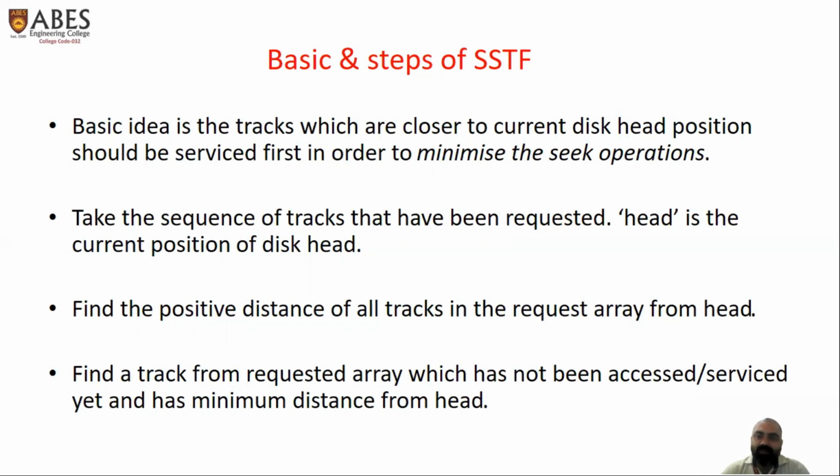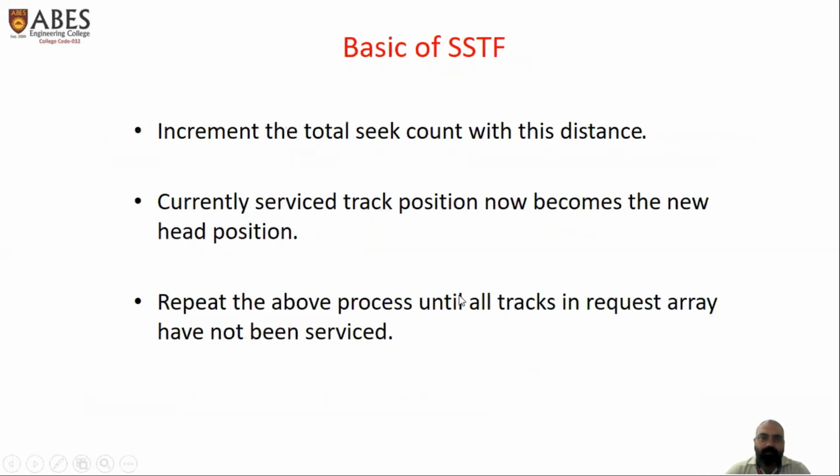Take the sequence of tracks that have been requested. Head is the current position of the disk head. Find the positive distance of all tracks in the request array from the head, and find a track from the request array which has not been serviced yet and has the minimum distance from the head. Increment the total seek count with this distance. The currently serviced track position now becomes the new head position. Repeat the process until all requests in the array have been serviced.